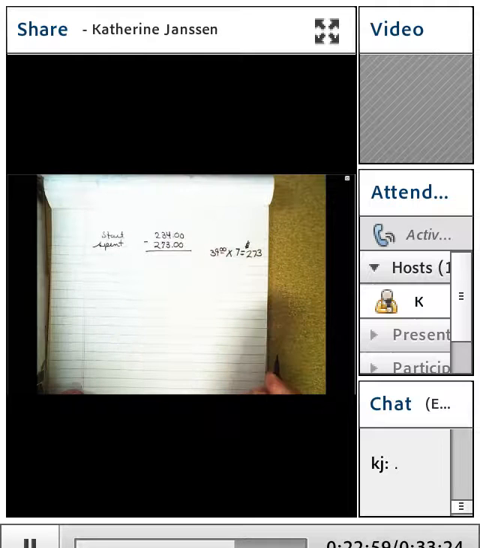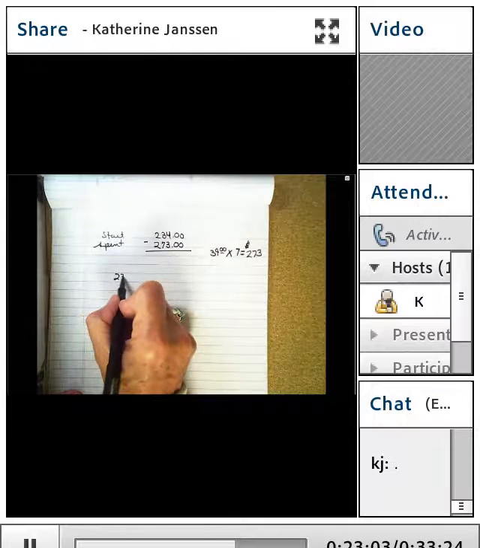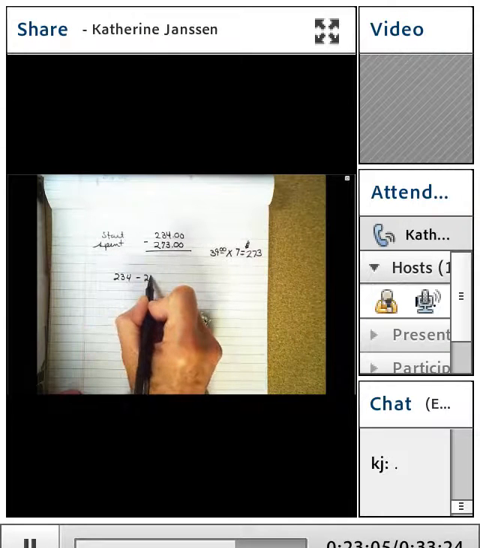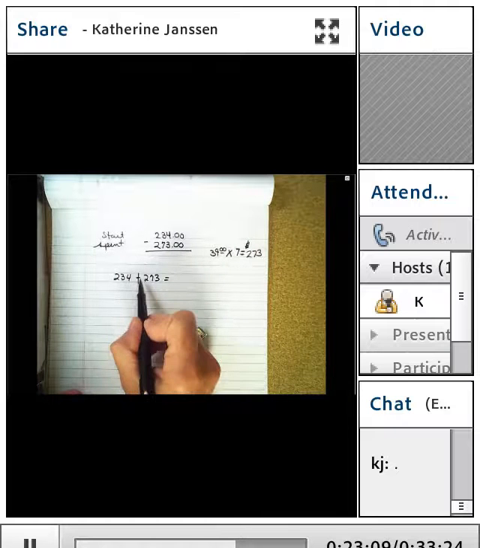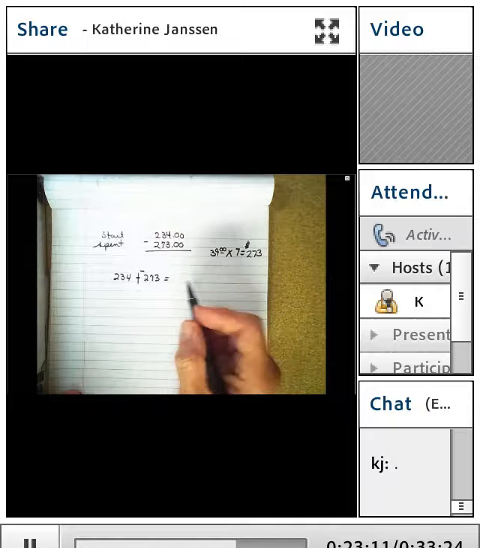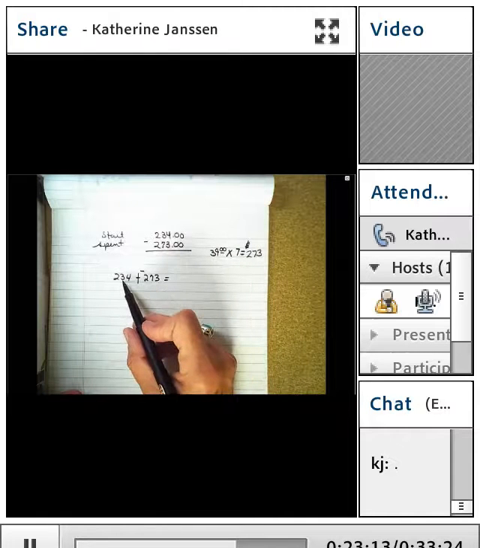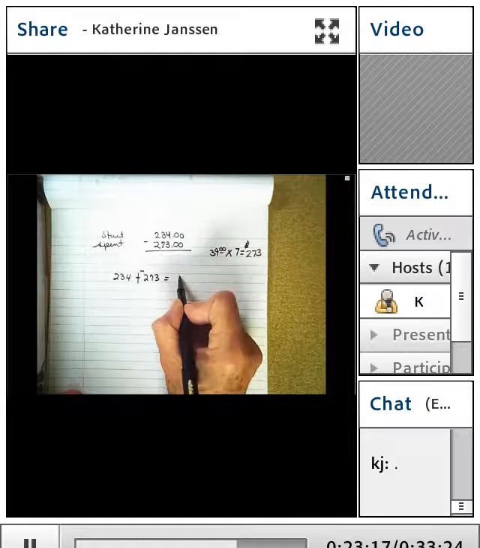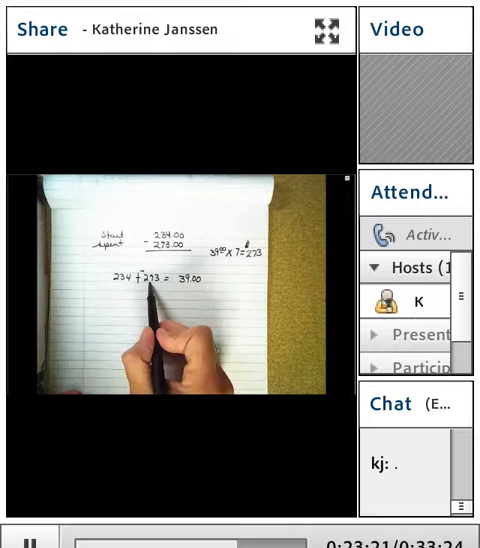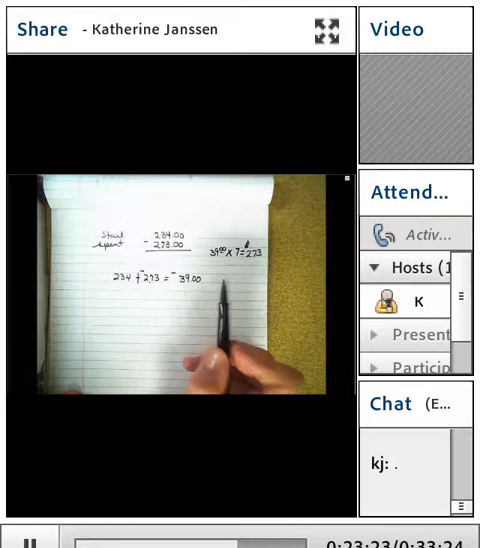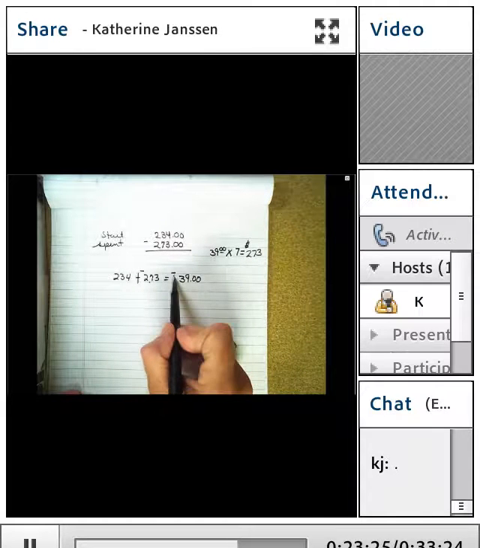So that's 234 subtract 273. Change subtraction to addition and add the opposite. 273 subtract 234 would be 39. And keep the sign of the absolute value which is larger, which is negative. So she is now negative $39 in her account.